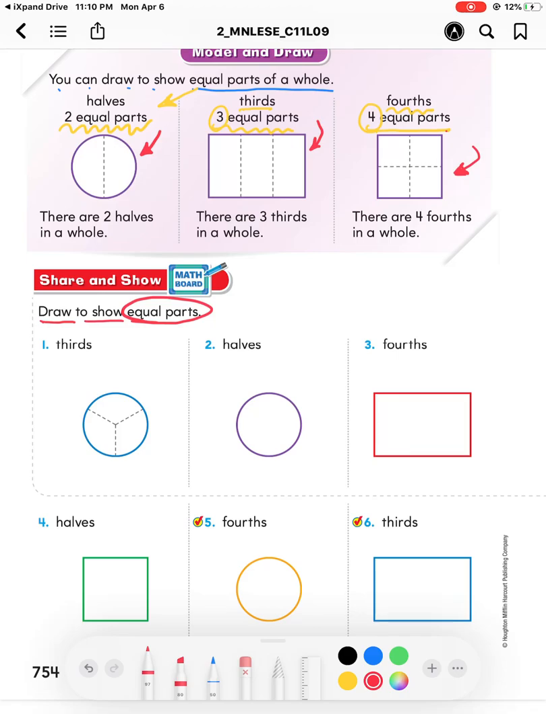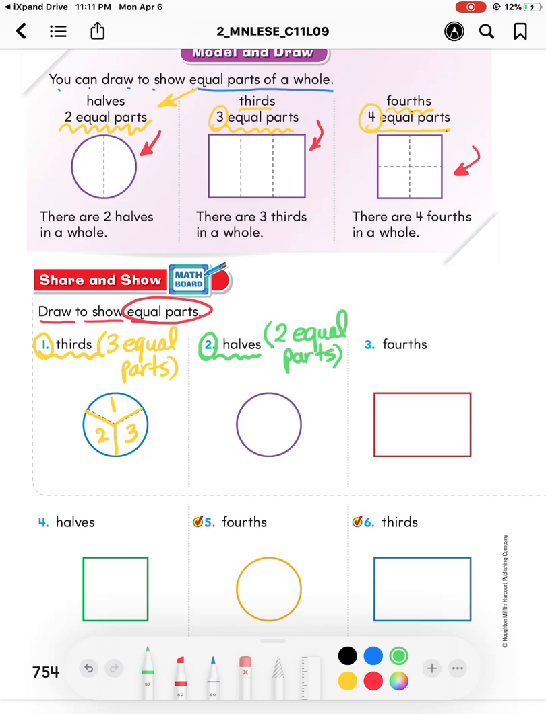Let us check. The first question is done for us. Here it says thirds. What do we mean by thirds? How many equal parts? 3 equal parts, right? So if we check here, you will find 3 equal parts. 1, 2, 3. Good job. Okay. Now, question number 2, here it's written halves. What do we mean by halves? How many equal parts? Excellent. 2 equal parts. Amazing. Very smart.